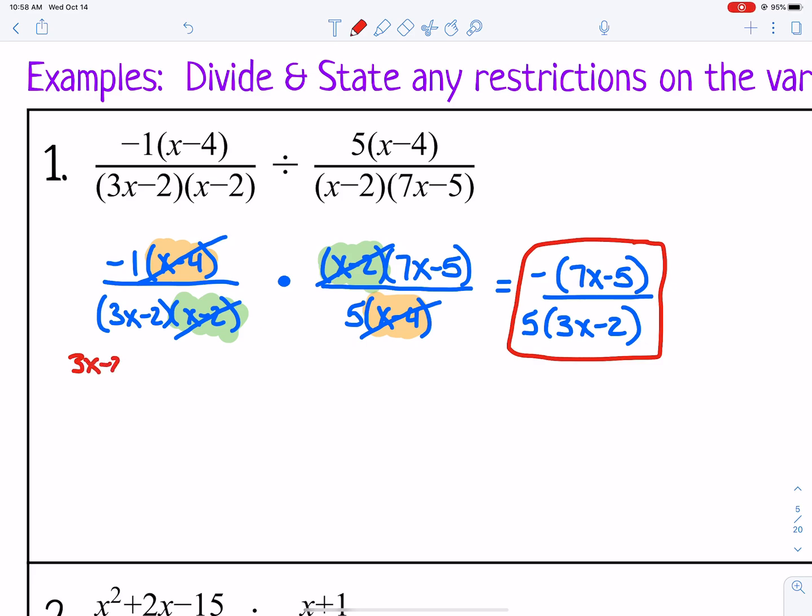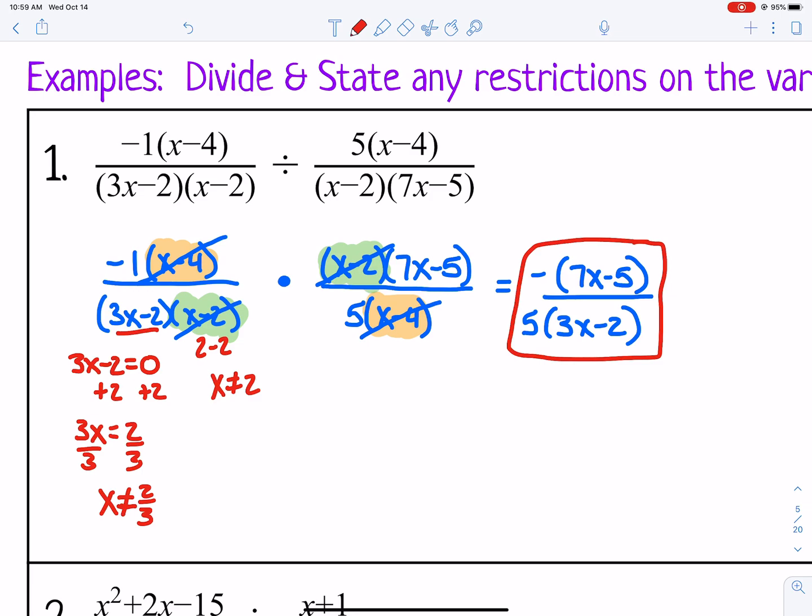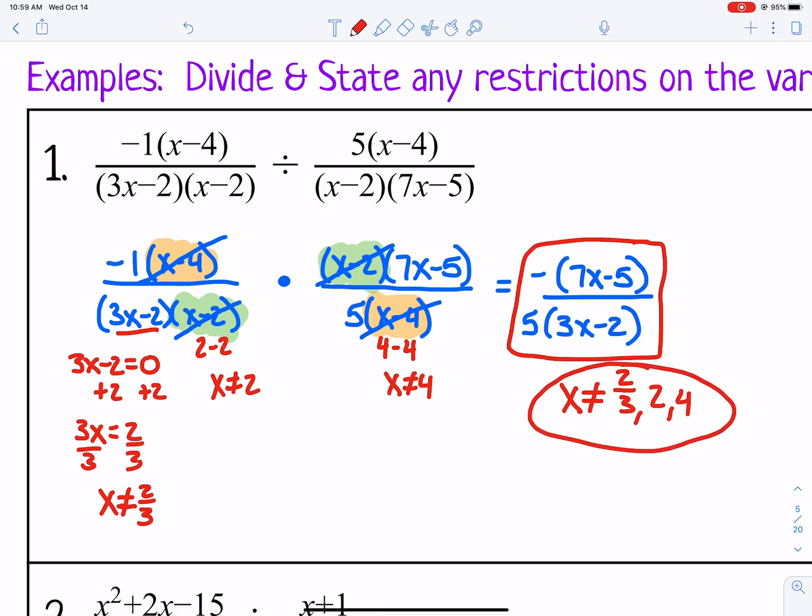So if 3x minus 2 were to equal 0, we need to solve for what value of x that would be. So if we add 2 and divide by 3, we'd say x would equal 2/3. So in other words, x cannot equal 2/3, or it would make that value 0. And then x minus 2 means that x cannot equal 2, because 2 minus 2 would be 0. And for x minus 4, think about 4 minus 4 would equal 0, so x cannot equal 4. So we say x cannot equal 2/3, 2, or 4. Those are our restrictions, the restricted values.